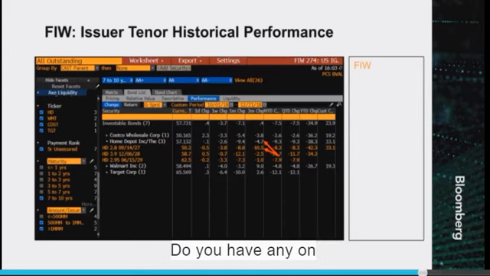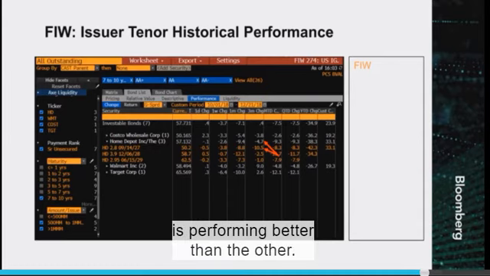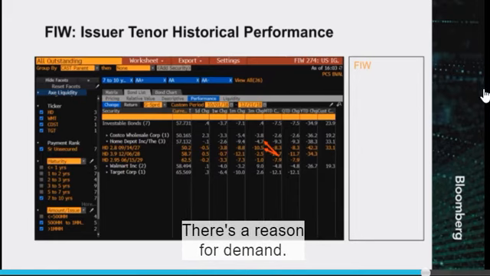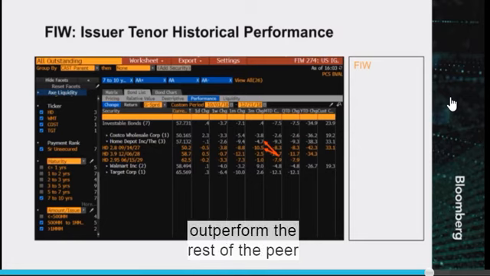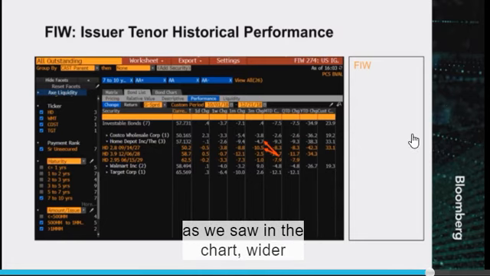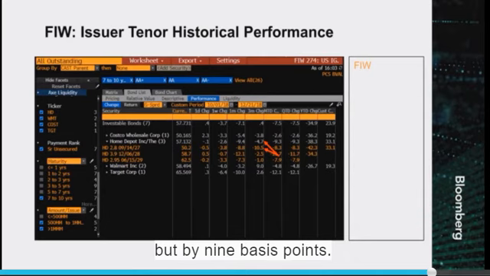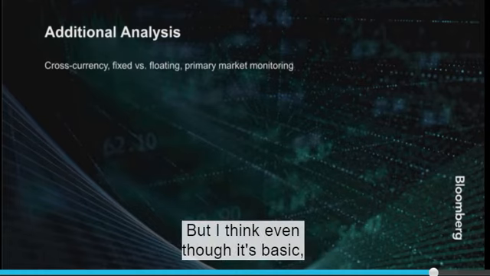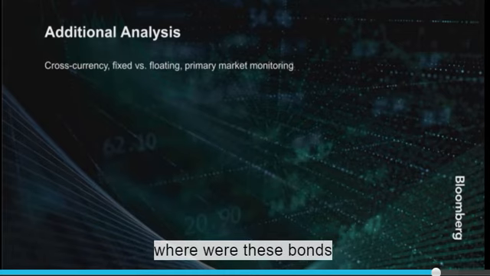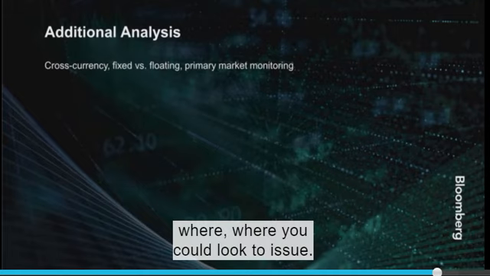Do you have any intel on why one of these intermediate bonds is performing better than the other? Because maybe it's a part of the curve where you could issue where there's a reason for demand. It could be any number of reasons. And you can also see in the 3-month space, Home Depot, tighter by 4.7 basis points, outperformed the rest of the peer groups. And Walmart was actually, as we saw on the chart, wider by 9 basis points. So those are the basics. But I think even though it's basic, it's very powerful because it gives you clear transparency into where these bonds are valued, and as a result, where you could look to issue debt.